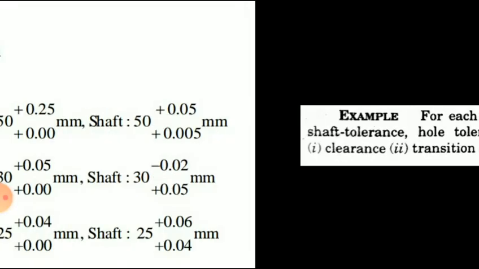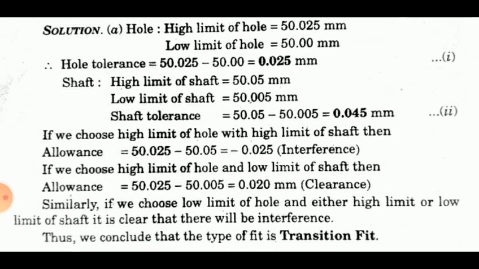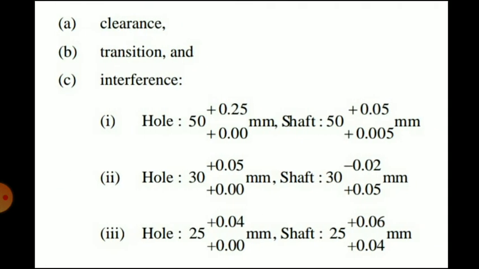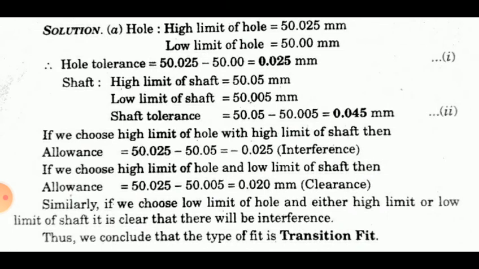for the three different cases. Take the first case: the basic size is 50, and the upper and lower limits are given. So the solution. A, that is the hole. First find out the high limit of the hole and the low limit of the hole. The high limit of the hole equals 50 plus 0.025 and the low limit of the hole is 50 plus 0.00. So the higher limit is 50.025 mm and the lower limit of the hole is 50.00 mm.